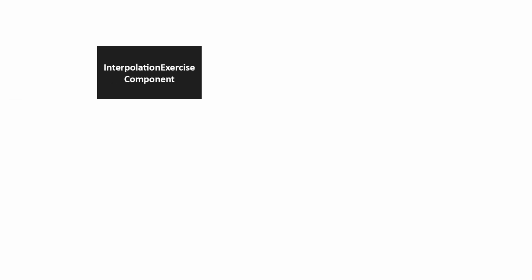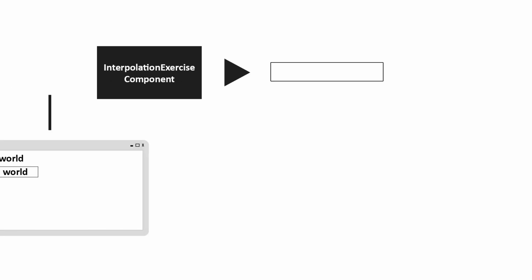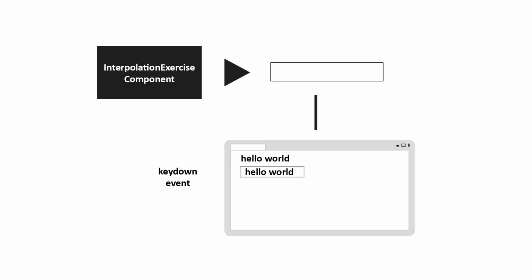Now I want you to do this exercise. Create a component called interpolation exercise. In the component is an input element. When you type on it, we want it to display what's being typed inside of a paragraph element. Pause the video and take a few minutes to do this exercise.